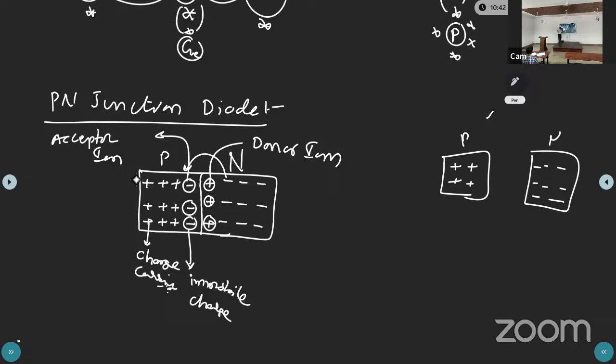After sharing some electrons from the P to N, and some electrons being accepted from the N to P, ions are developed. At the P side, the P-type semiconductor, negative ions are formed. That is called the acceptor ions. And at the N side, positive ions develop. That is the donor ion. Now, this donor ion and acceptor ion will form a barrier.